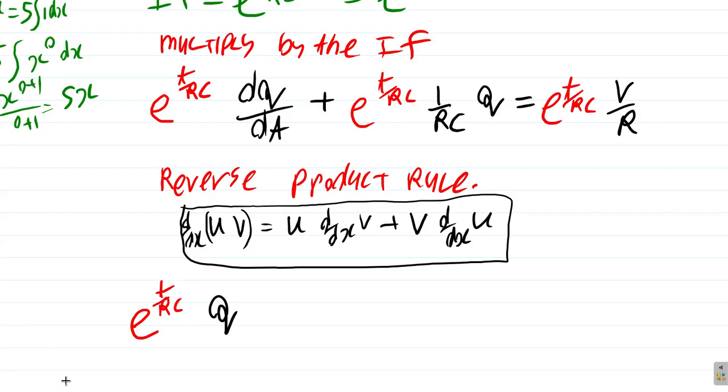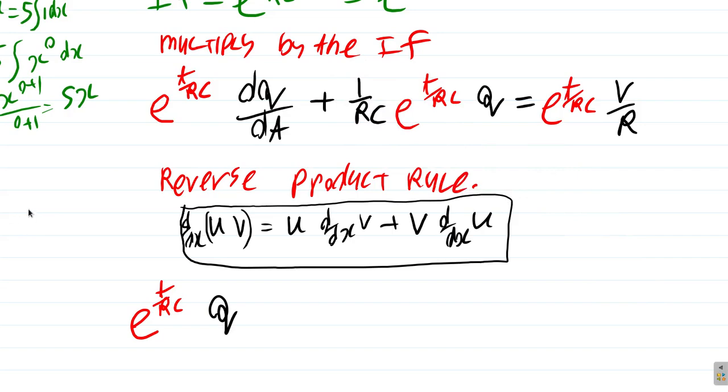Now, if that is the case, it means in the other part of the equation, you would have differentiated e to the t over rc and held q, and that's what you see happen here. Right? Now, by the way, let me just put the 1 over e to the t over rc in front to follow the usual method.